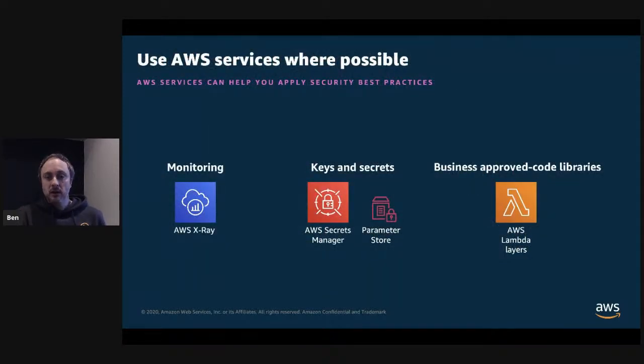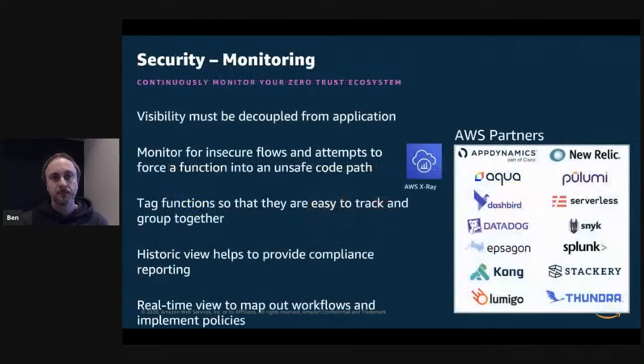There's a number of other services as well that you can use to help implement security best practices. So you have things like AWS X-Ray for monitoring. You have AWS Secrets Manager along with Parameter Store to hold your sensitive application data. And you have Lambda layers for allocating or sharing pre-approved code libraries.